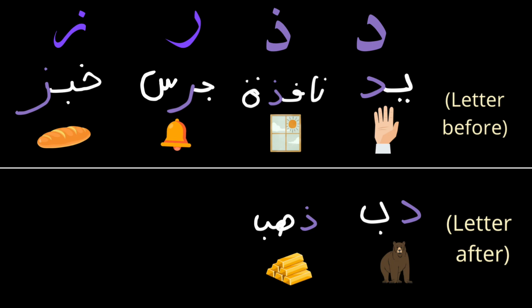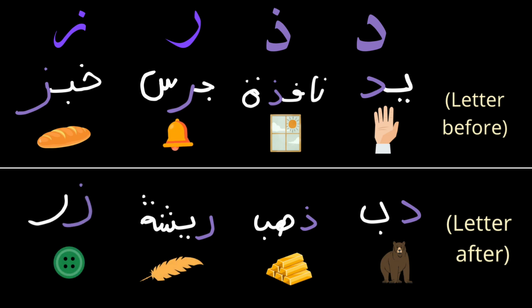dhal in dhahab, ra in risha, and za in zir. Also, if you notice, the writing of dal, dhal, ra, and za doesn't change no matter where they are located in a word. Just the same. No changes, same basic writing.